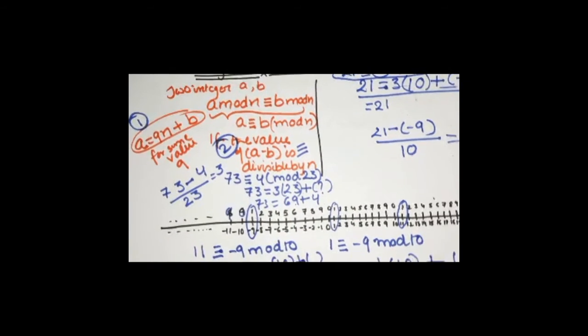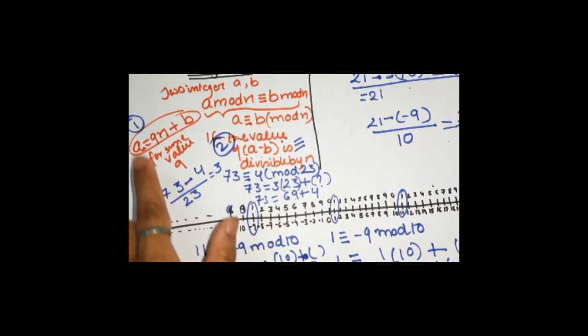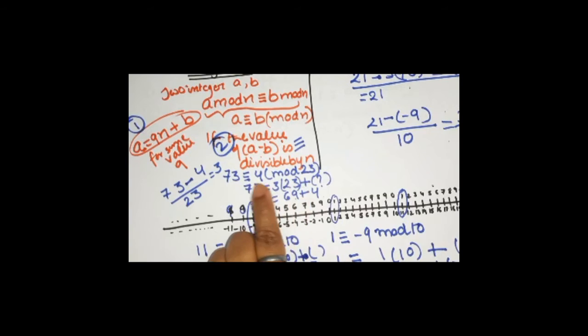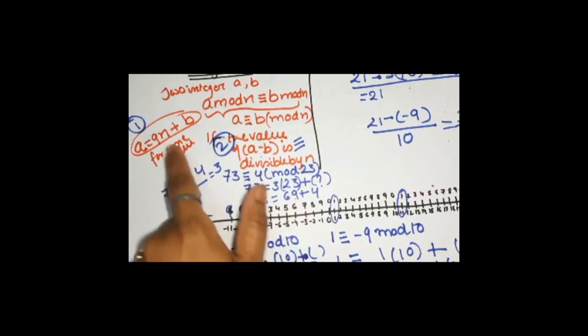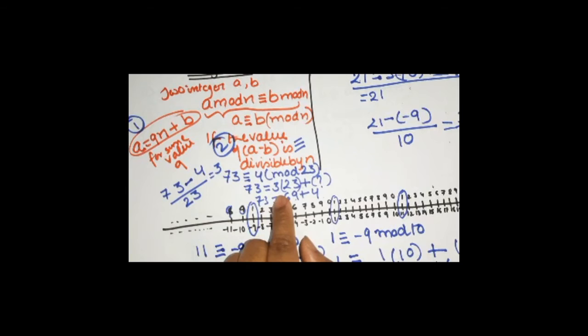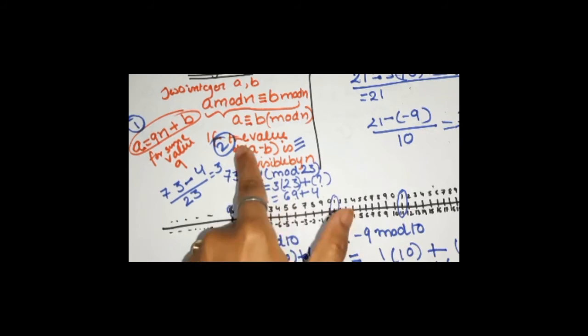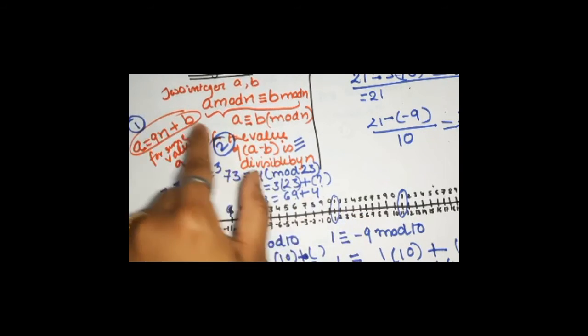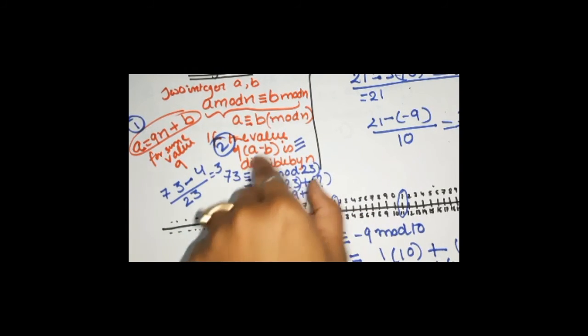So for each of these questions, what have I done? I have first written this congruency in this form. If this form is equivalent, that is A is equal to Qn plus B, like 73 equal to 23 times some number plus some number, that is, they are equivalent, plus this is another condition. So both the conditions must be satisfied for all the congruency.